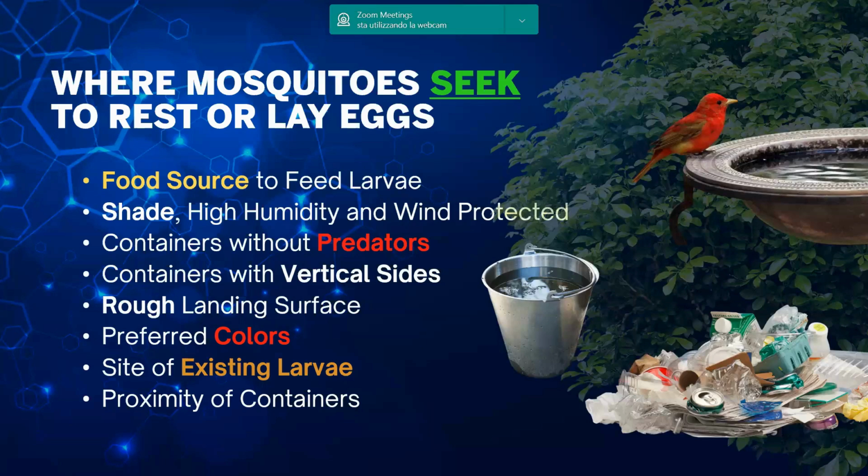The site that attracts them needs to have specific colors. They like dark, so black is their favorite color together with red. And they like to see existing larvae. They are almost a testimony that the place is safe for laying eggs. But they also like containers that are nearby. They are not great flyers. They will not fly very long distances to lay their eggs.